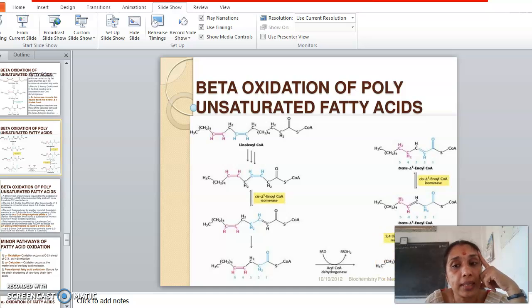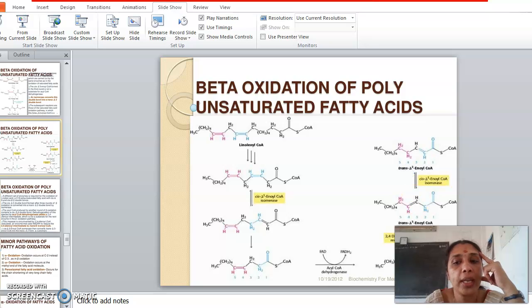So the enzyme is a reductase enzyme. A reductase enzyme reduces the bond by the introduction of one molecule of hydrogen, and the double bond is transiently shifted. The double bond shifts out, so that trans delta 3 enoyl CoA is formed. Delta 3 enoyl CoA, right? Again, the isomerase comes and shifts the double bond back to this position, delta 2 trans enoyl CoA.